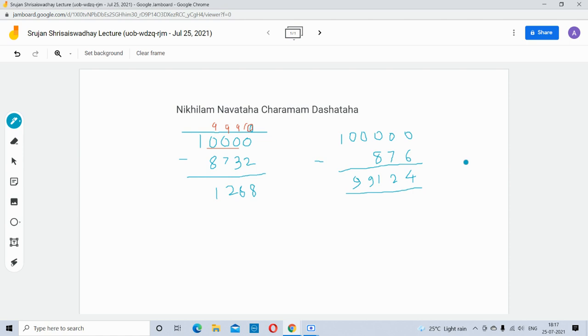And this Nikhilam Navatashcaramam Dashatah formula is used in many applications such as multiplication and other types of mathematical applications. So here you are going to take the base of 10, 100, 1000, 10,000 and so on. That means you are taking the base of 10. From that you are going to reduce these numbers.